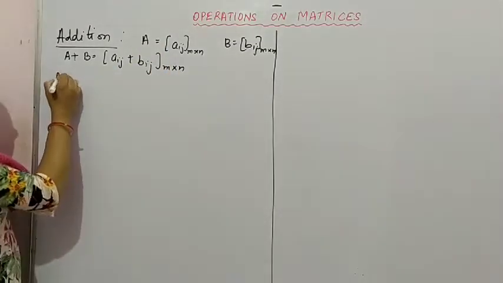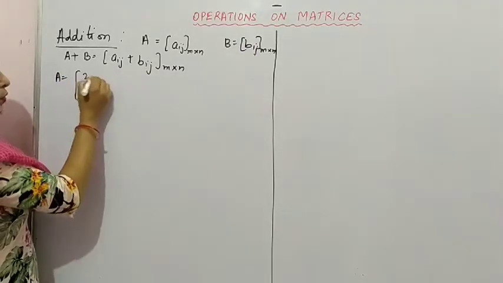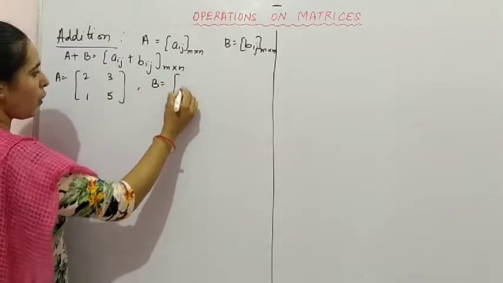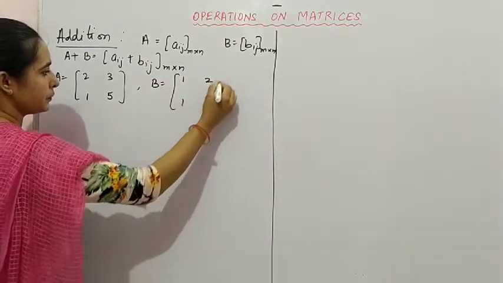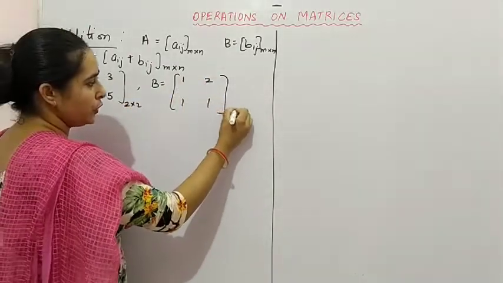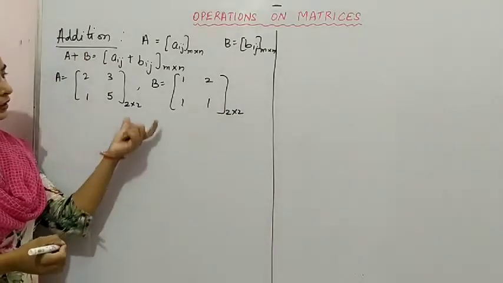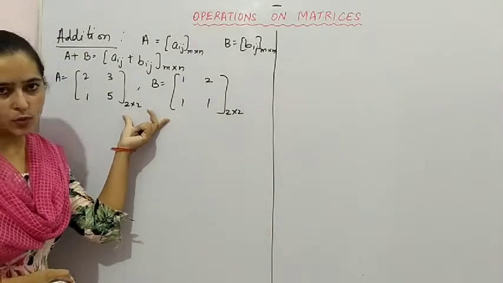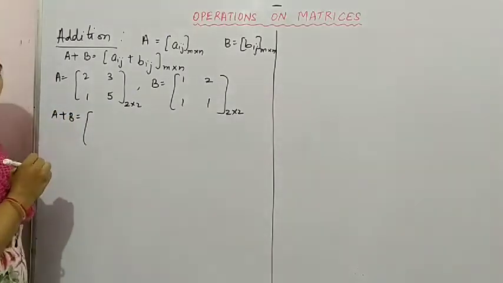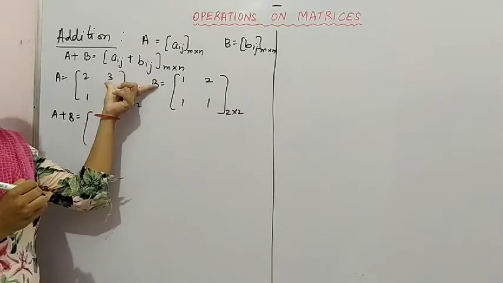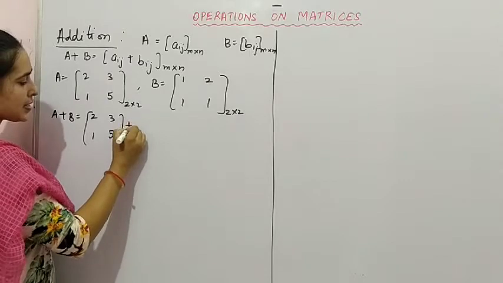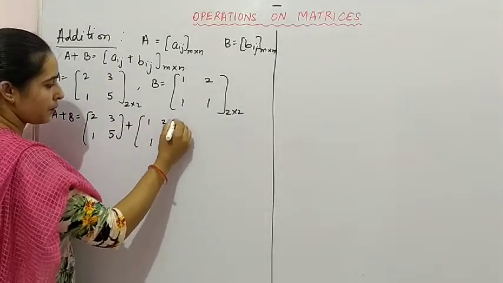Now let us discuss this with the help of an example. Suppose we have a matrix A of this type, B of this type. This is of order 2 by 2. This is of order 2 by 2. So simply the order is the same. We can add these two matrices. Now we shall add A and B. What we have to do is add the corresponding elements. Matrix A is this plus matrix B is this.